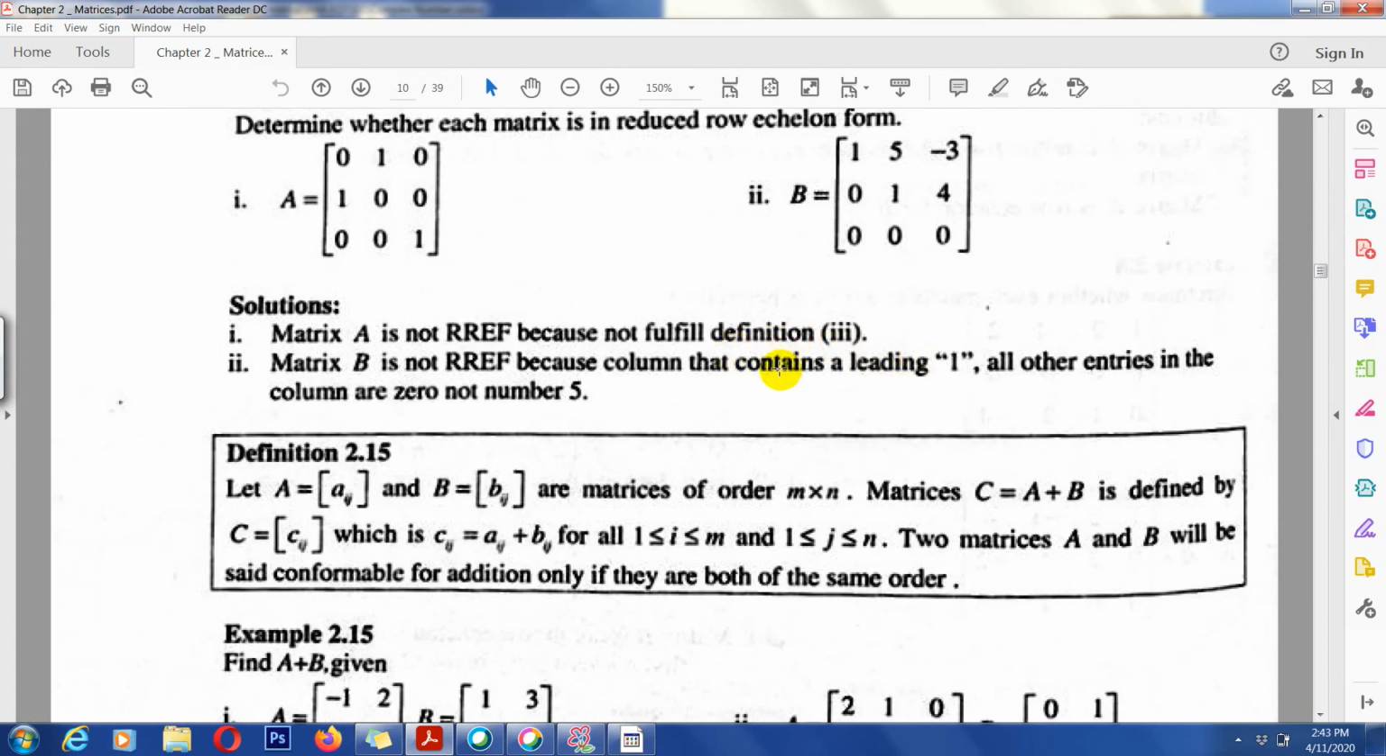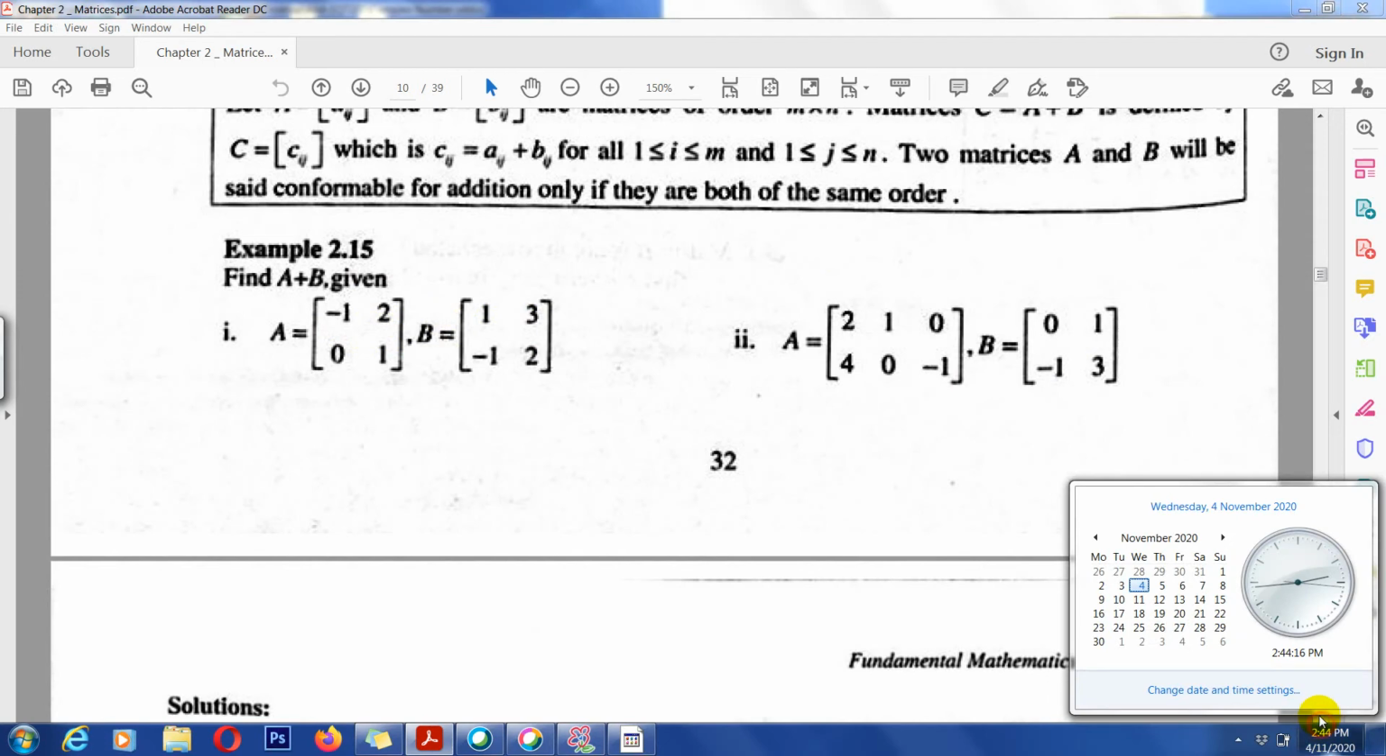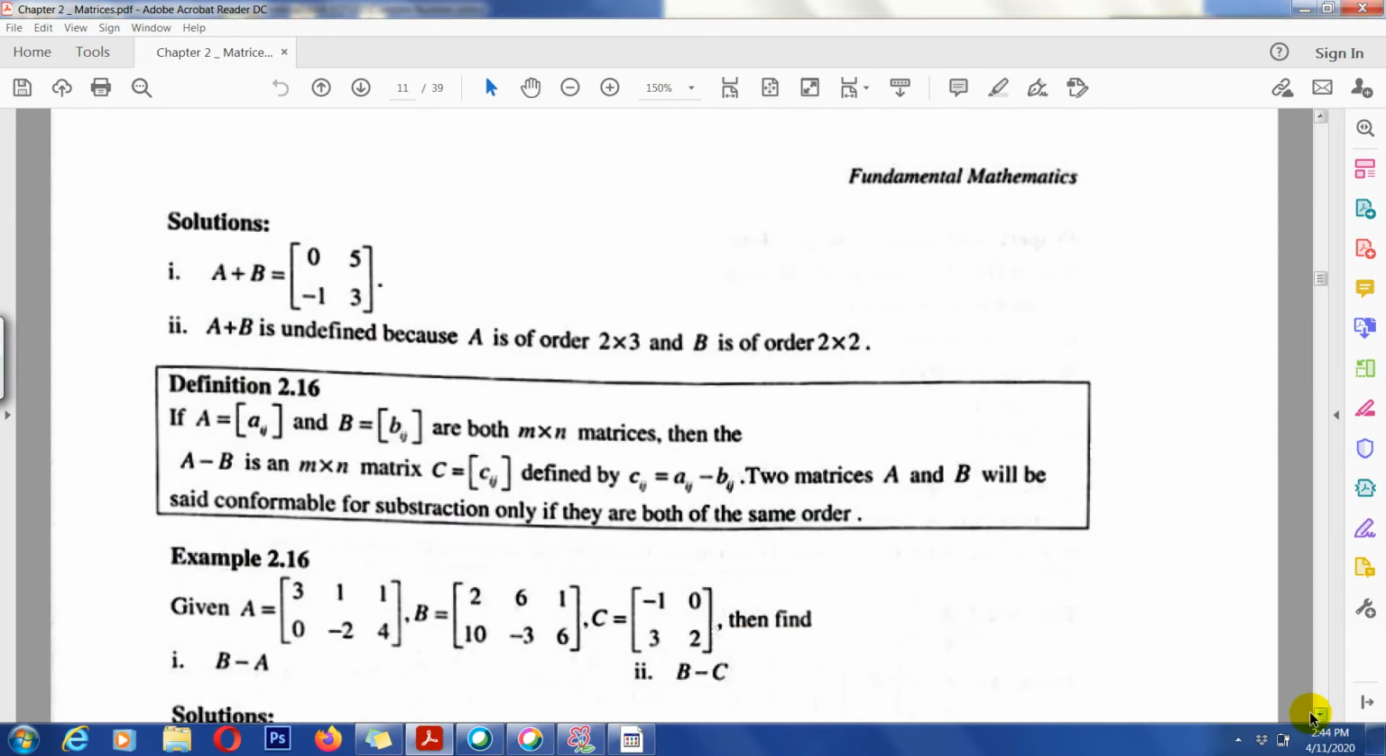Okay. This is the definition for addition of matrices. For addition and subtraction, we need matrices of the same size. If not, we cannot solve it. The same size we can solve. For addition, I have another video. You just see the video for multiplication.